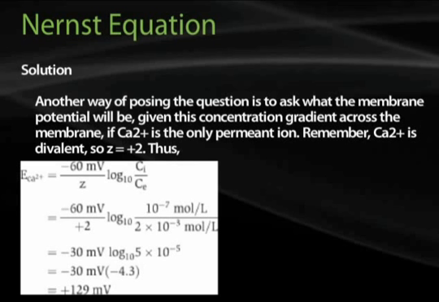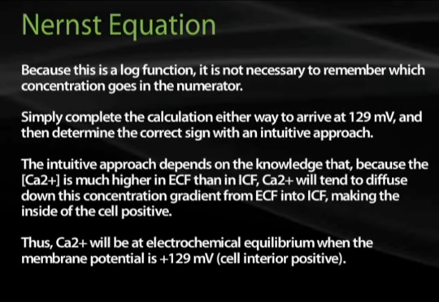Remember, calcium is a divalent, so Z is plus 2. Thus, the Nernst potential for calcium is negative 60 millivolts over Z times log base 10 of the inner concentration over the outer concentration, which is negative 60 millivolts over 2 times the log base 10 of 10 to the negative 7th molar over 2 times 10 to the negative 3rd molar, which is equal to negative 30 times log base 10 of 5 times 10 to the negative 5th molar, which is negative 30 times negative 4.3, or positive 129 millivolts.